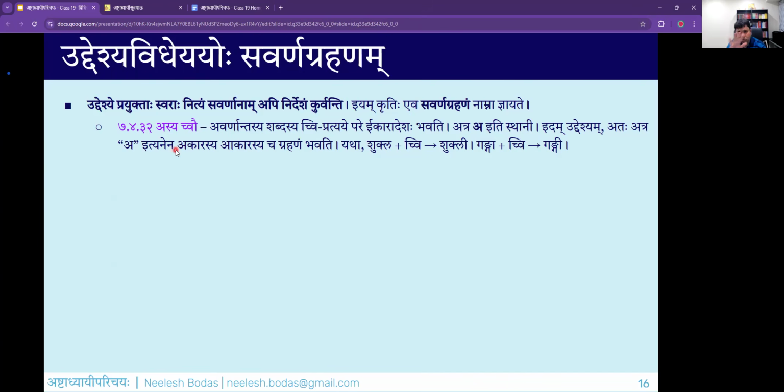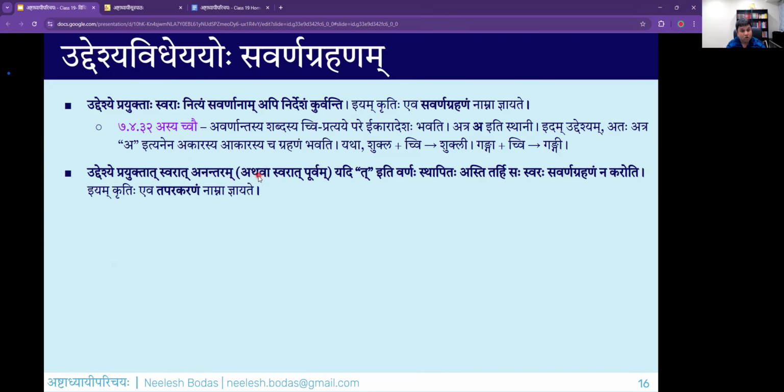Swara is indicated over here because vyanjanas typically don't do savarna grahanam. If you say k, it will not indicate kha, ga, gha, and so on. There is a separate mechanism for the savarna grahanam of vyanjanas. We will talk about it at some other point in time. But here, uddeshe prayuktaha swaraha nityam savarna grahanam kurvanti. Now, this is a problem because sometimes if I only want to indicate hrasva akara as the sthani, then I don't have a mechanism to indicate hrasva akara as the sthani. Anytime I say asya, it will include hrasva and dirgha akara both.